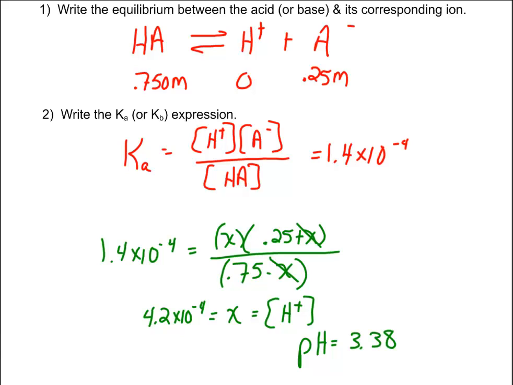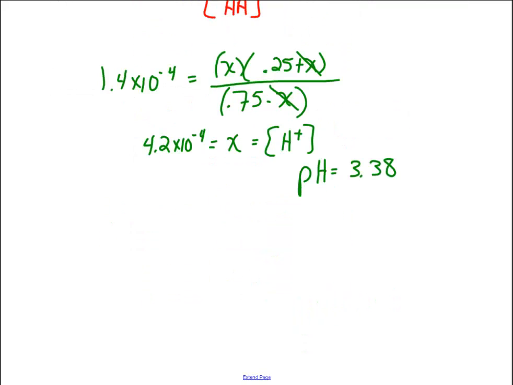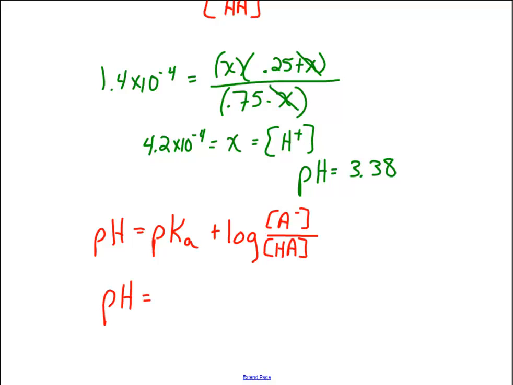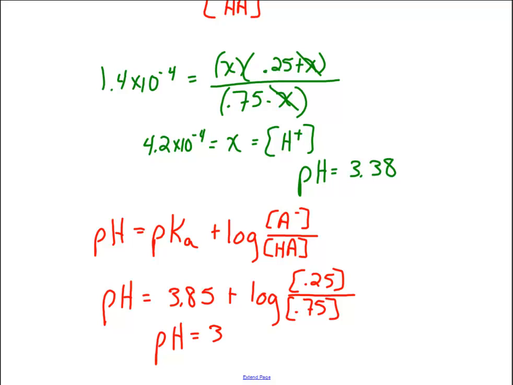Okay, the other way I can do it with my new equation, if I wanted to, would be to say the pH, which is what I want, equals the pKa plus the log of the anion concentration over the acid concentration. So pH equals a pKa, so I want to take the log of 1.4 times 10 to the negative 4, and I get 3.85, plus the log of my anion concentration, which is 0.25, over my acid concentration, which is 0.75, and I solve that, and I should get the same thing. I should get a pH again of 3.38. So either way can be used to solve these problems. Whichever way makes more sense to you is great.